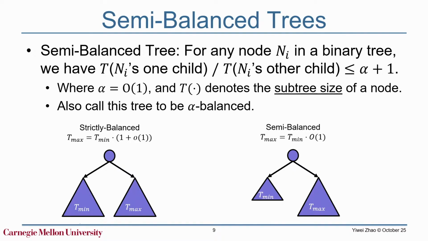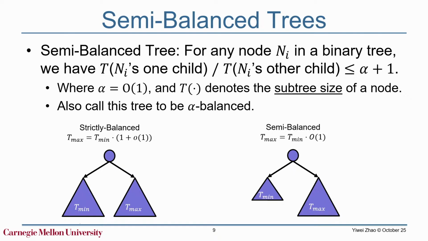So you can see here 2 examples. When alpha is strictly order of 1, then we call this tree strictly balanced. Otherwise, if it is just a constant factor, then we call it semi-balanced. So for semi-balanced trees, our PIM tree technique can be adopted.